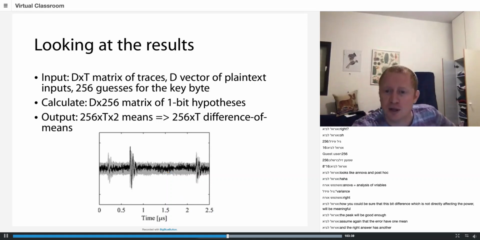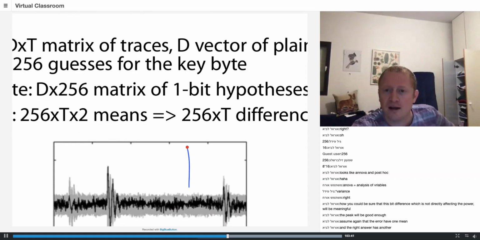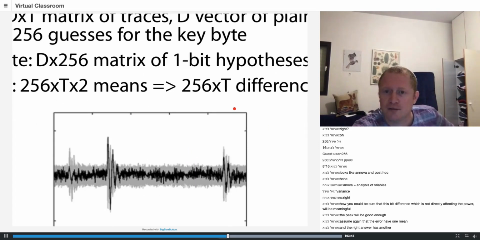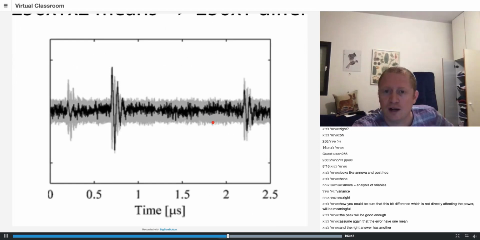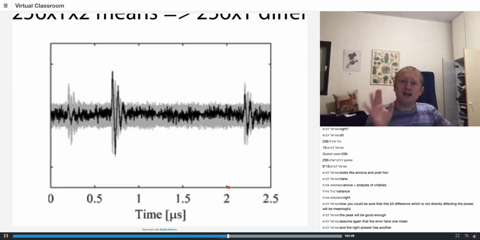Right. So all of the incorrect key guesses are in gray, and the correct key guess is in black.